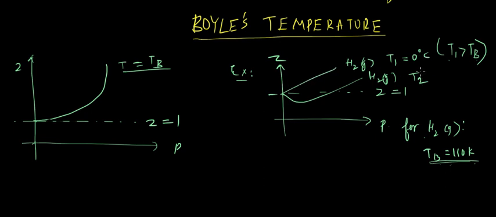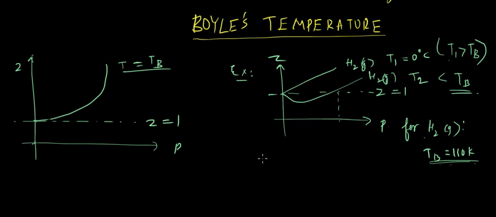So what would be the nature of T2? T2 would be less than TB. Why? Because it is going down the Z equals to 1 line and then coming up. This implies that it will not behave as an ideal gas for the pressure range between this and this. Had T2 been equal to TB, then the compressibility factor graph would be something like this, as hydrogen gas at TB would behave as an ideal gas.